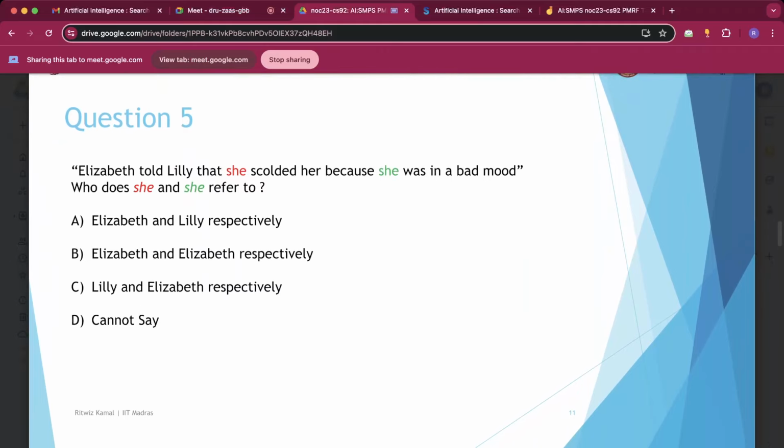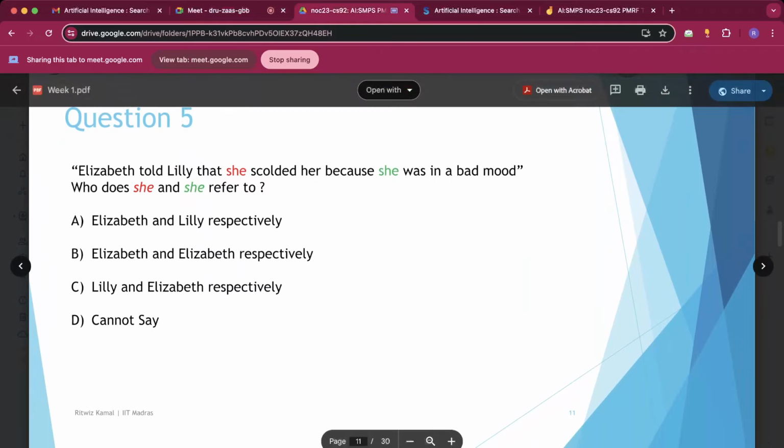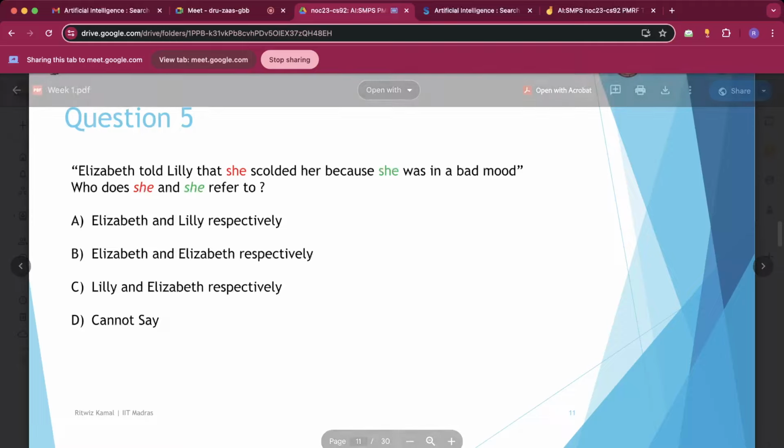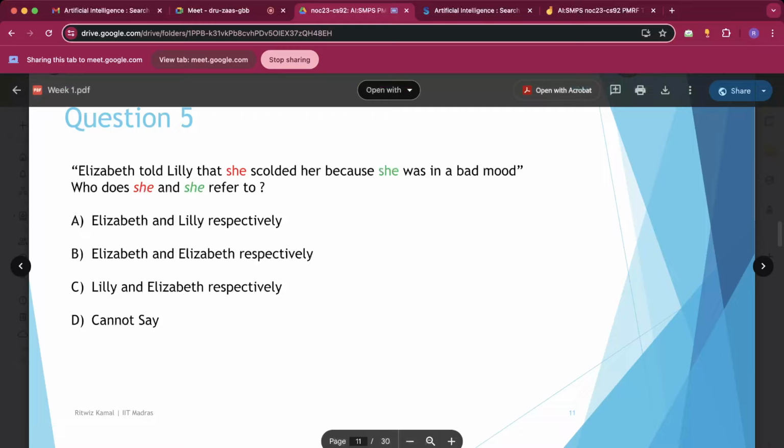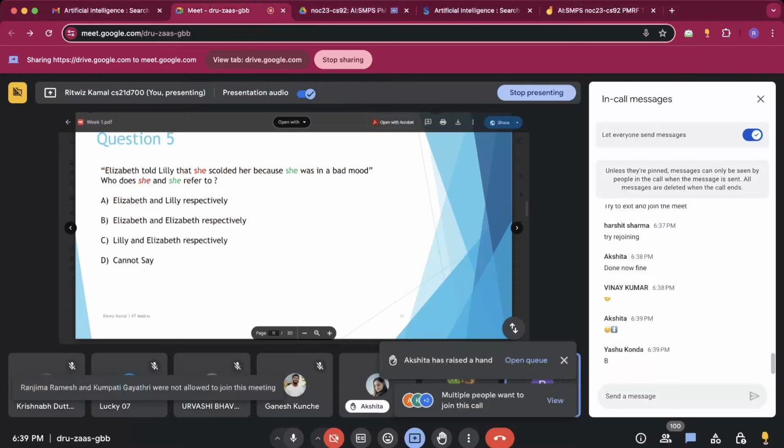This is another, different type of question. Here you are given one English sentence. The sentence says Elizabeth told Lily. Elizabeth and Lily are two different people. Elizabeth told Lily that she scolded her because she was in a bad mood. So who do she and she refer to? Remember, there are two instances of the word she in this sentence. One is colored red, one is colored green. So who could both of these she refer to? Think about it.